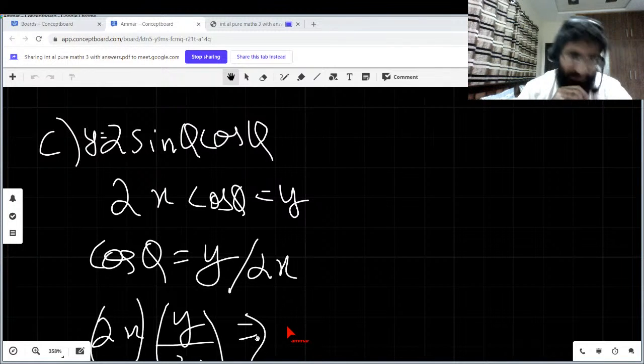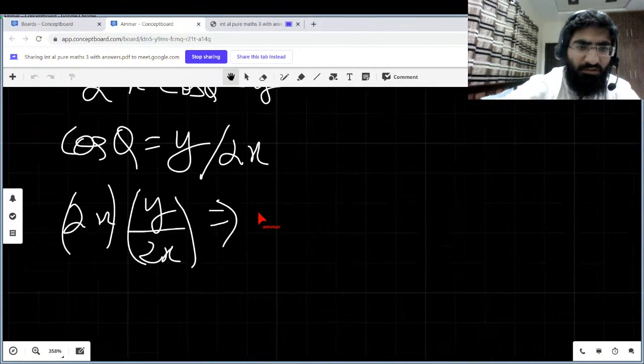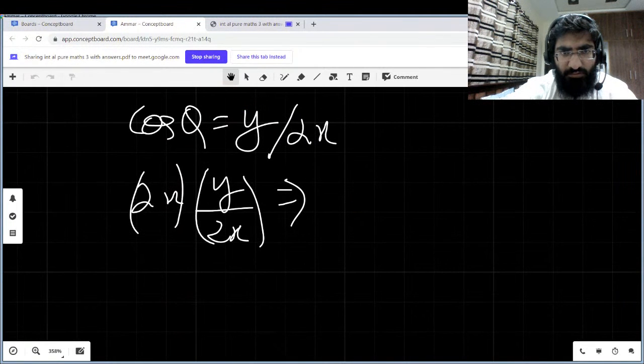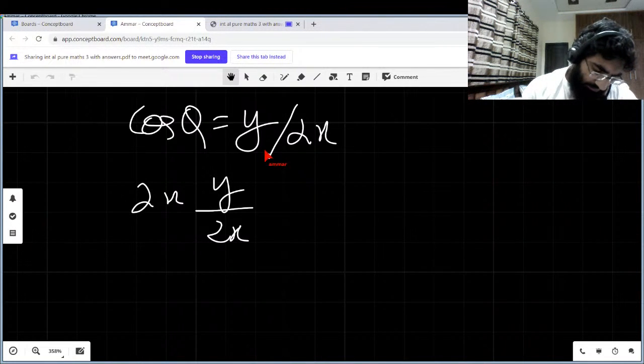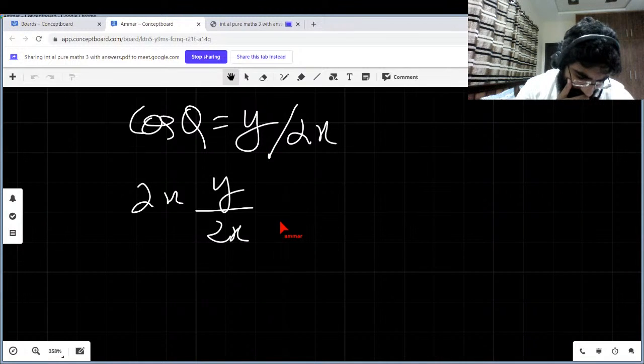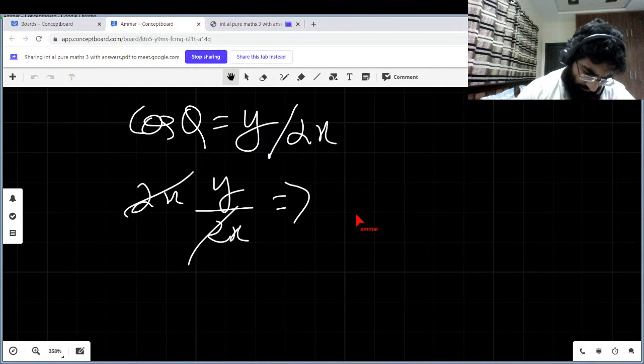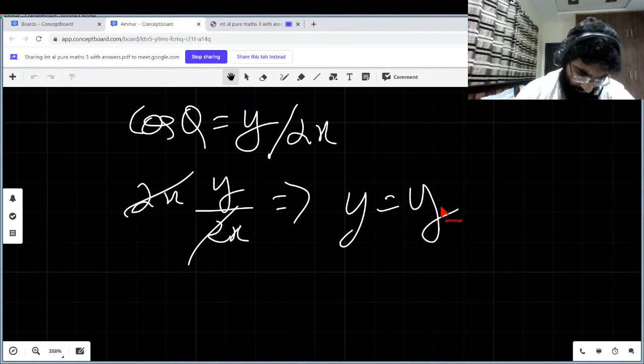No, what does this step even mean? Not that, not this, not this. Yeah, I'm doing it right. So what's right about this one? It'll then become 4x. No, I don't know what's right about it. You tell me. Cut this, cut this. y is equal to y. I'm a genius.